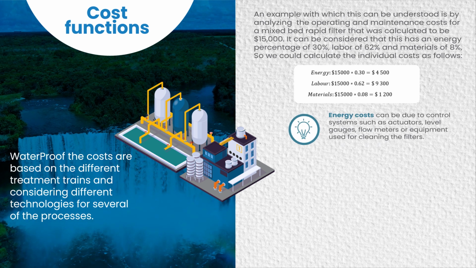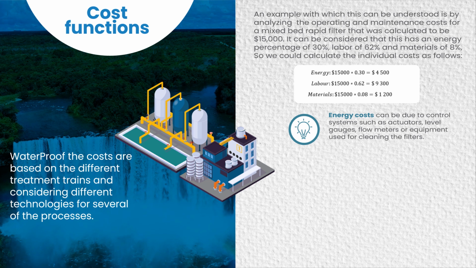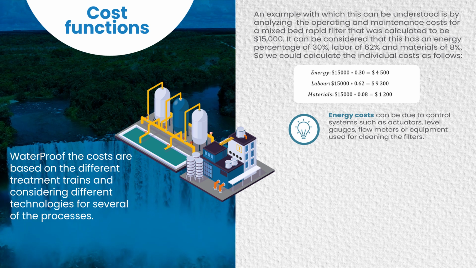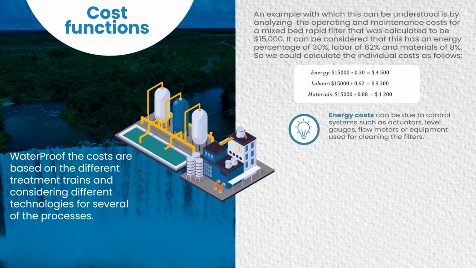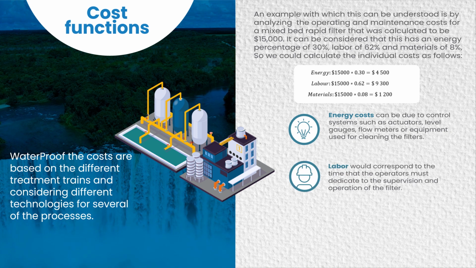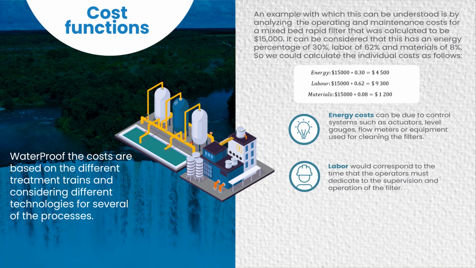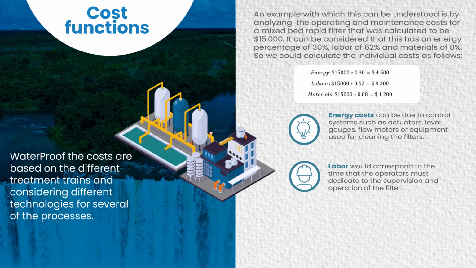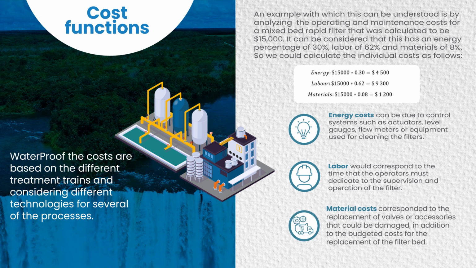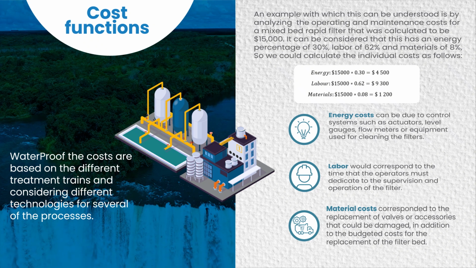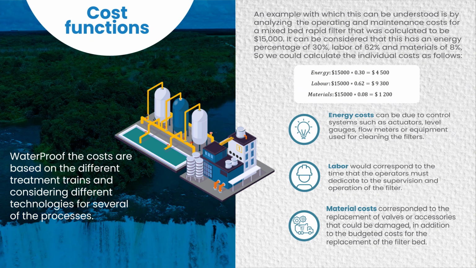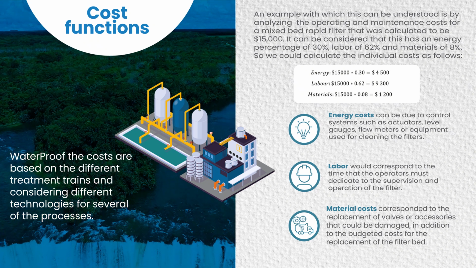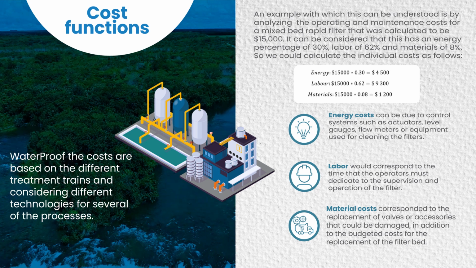This is done by taking into account the following definitions. Energy costs can be due to control systems such as actuators, level gauges, flow meters, or equipment used for cleaning the filters. Labor would correspond to the time that the operators must dedicate to the supervision and operation of the filter. Material costs corresponded to the replacement of valves or accessories that could be damaged, in addition to the budgeted costs for the replacement of the filter bed.